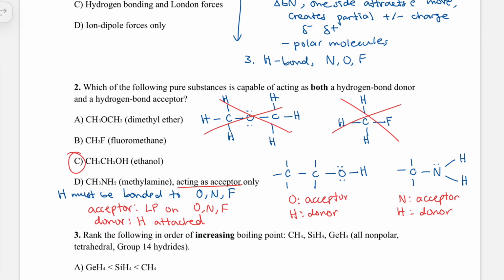Okay, question 3, rank the following in order of increasing boiling point. They are all nonpolar, tetrahedral, group 14 hydrides. So once again, let's go over the intermolecular forces, because with boiling point, we know that the stronger the intermolecular forces, the higher the boiling point, because it's going to require that extra energy to break apart the intermolecular forces. Looking at all of these molecules, they don't have O, N, or F, so there's no hydrogen bonding, so we don't have to worry about that.